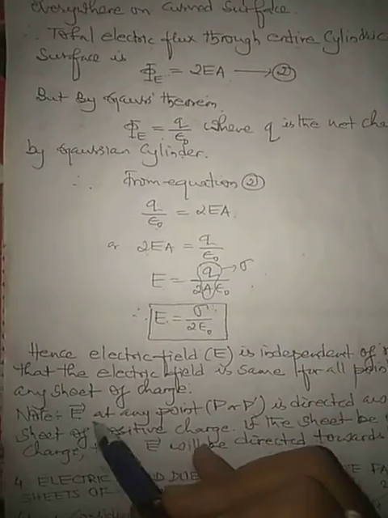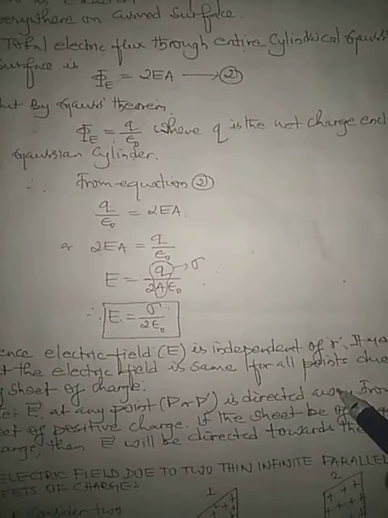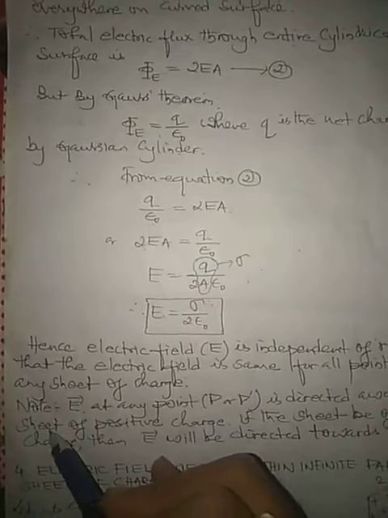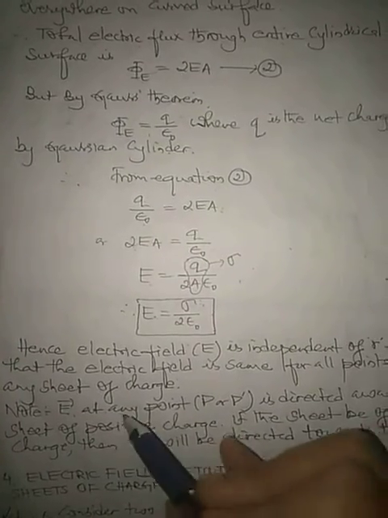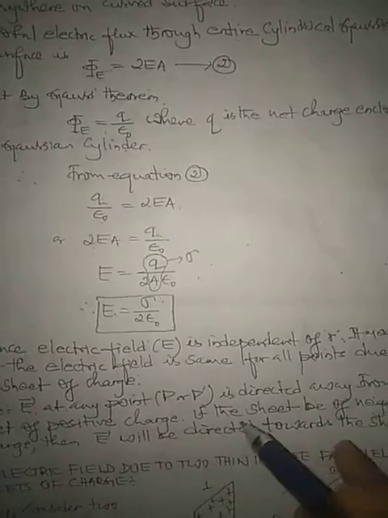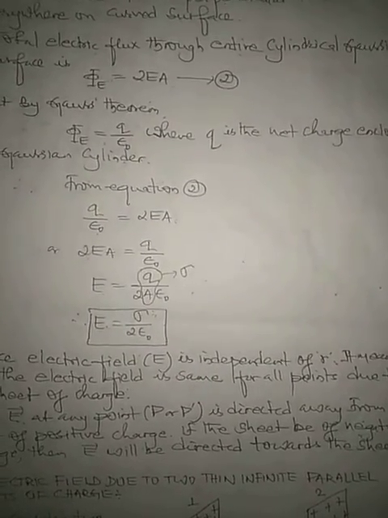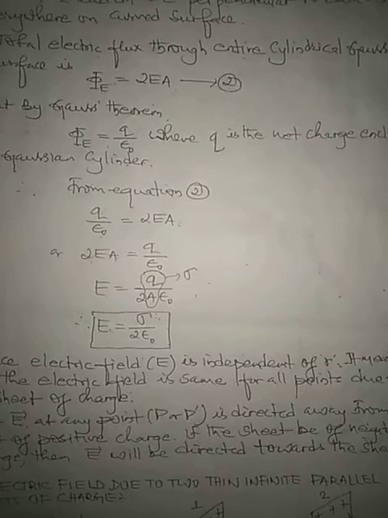But there is an important note, you need to write it down. The electric field E at any point, say P and P dash, is directed away from the what charge? Positive charge. If the charge is positive, then the field is always directed away from the charge. But if the plane sheet of charge is negative, then the field is always directed towards the sheet of charge. That means the direction of the field is determined by the nature of the charge. So this explains the application of Gauss theorem.